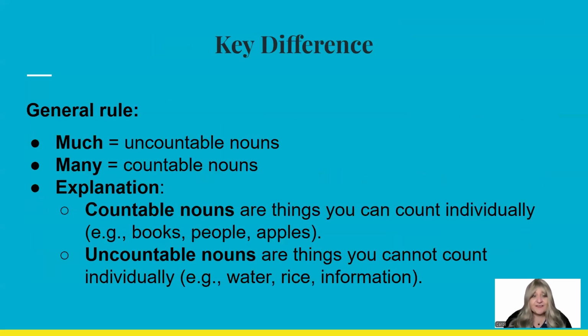So, what is the key difference? Here is the general rule. We use much with uncountable nouns, and we use many with countable nouns. So, what are countable nouns? Countable nouns are things you can count individually. For example, books, people, or apples. And uncountable nouns are things you cannot count individually. For example, water, rice, information.